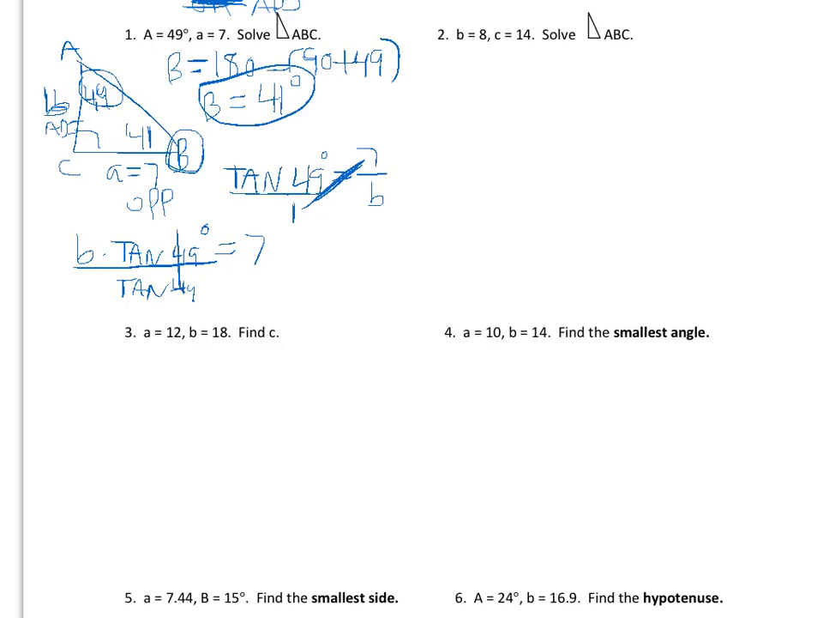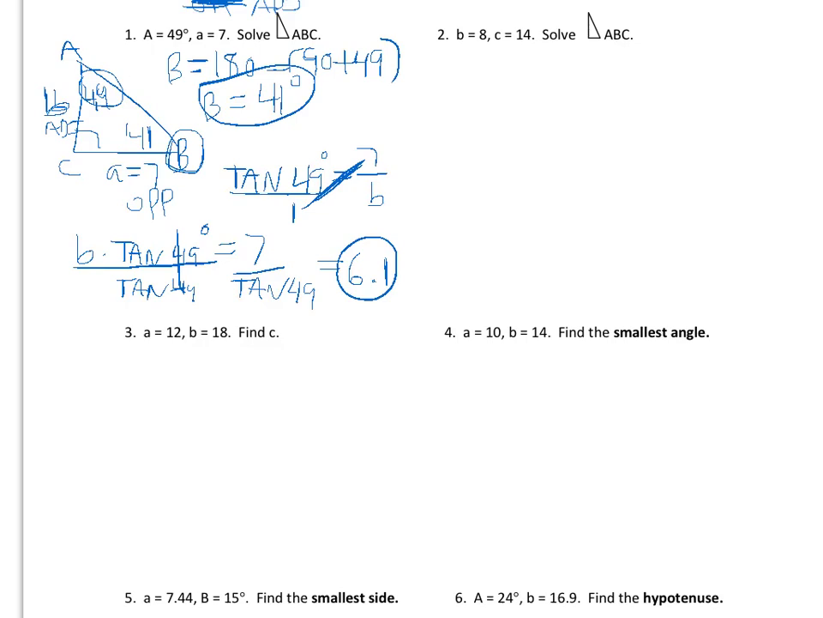Again, make sure you are in degree mode. So when we do 7 divided by the tangent of 49, we wind up getting about 6. Let's round to the nearest tenth. Let's go 6.1. So that's little b.